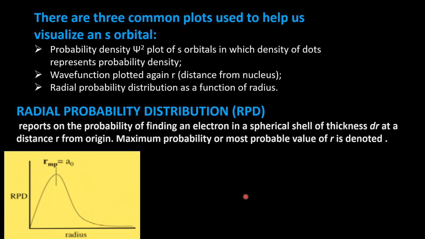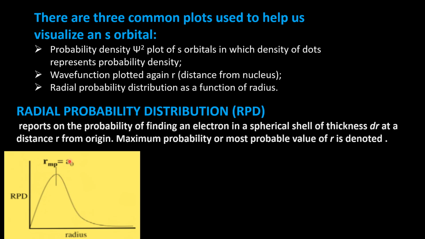In this plot, the radial probability distribution is plotted against r. Here it is 0 at the nucleus, because we cannot find the electron at the nucleus, so it always starts from 0. As we go away from the nucleus, the probability starts increasing. At this point there is the maximum probability. This is the most probable radius, the maximum probability radius of finding the electron from the nucleus.